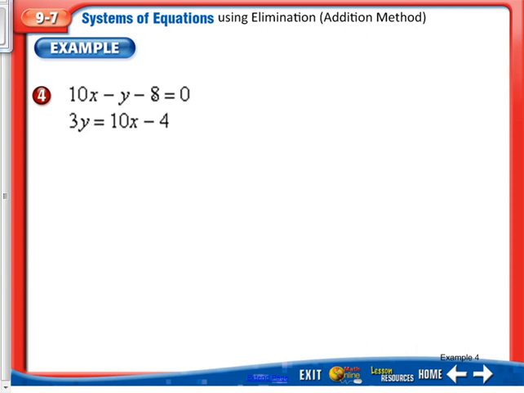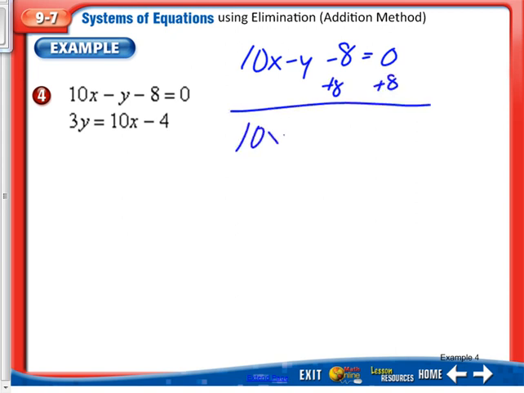Again, I do not have them set up in standard form, or I don't have like terms stacked on top of each other. What I see I need to do here is I need to move both equations around a little bit. So I'm going to rewrite the top one over here so I can work with it. So 10x minus y minus 8 equals 0. So I want to get rid of the negative 8. And so we can just kind of get it into standard form. So 10x minus y is equal to 8. Okay, so that one's good.